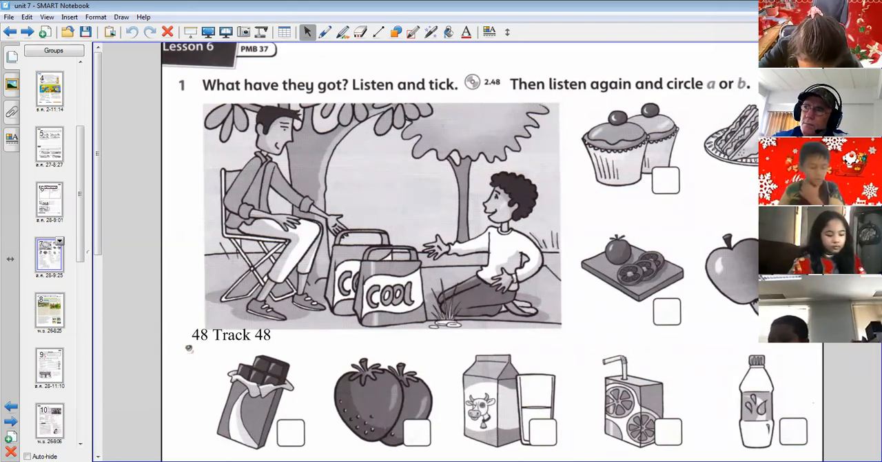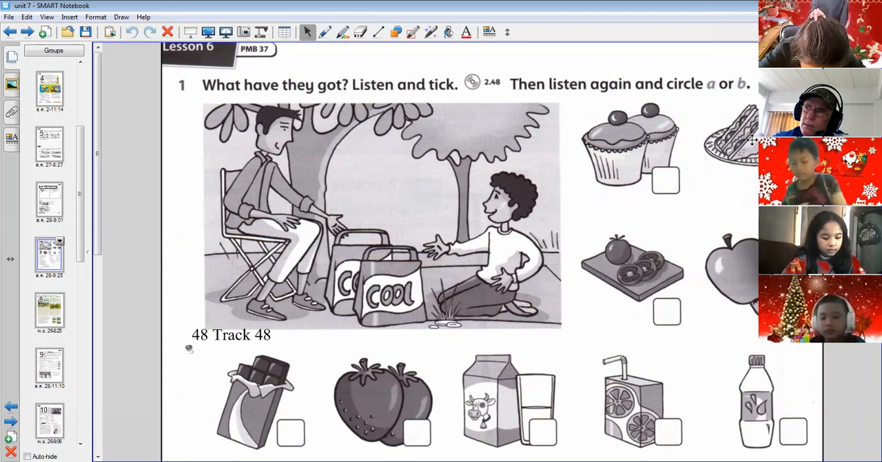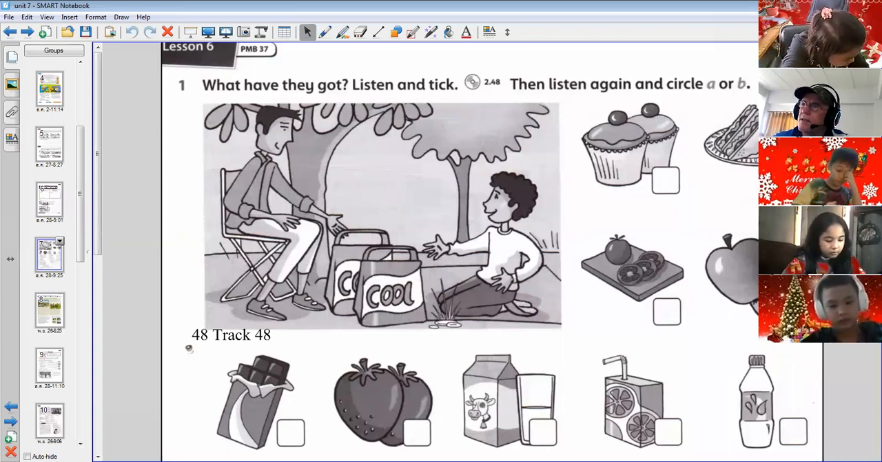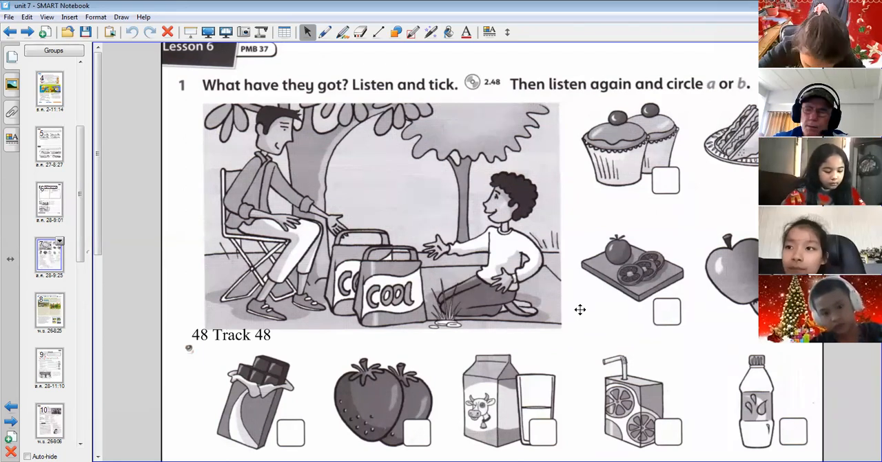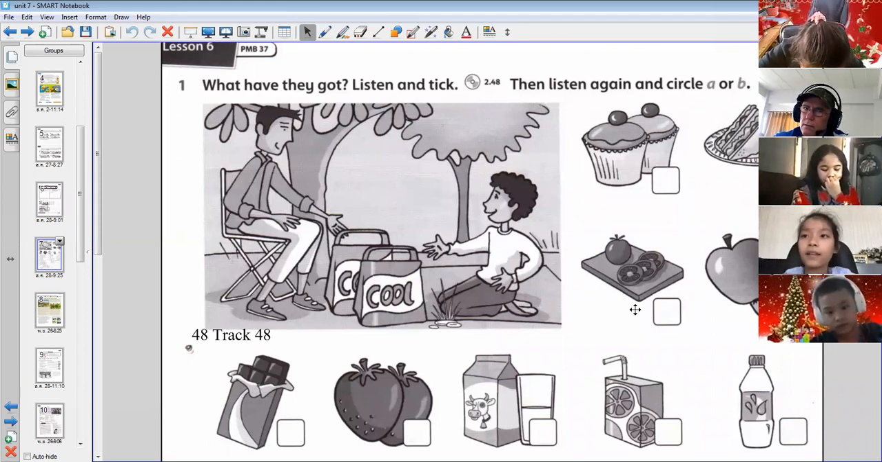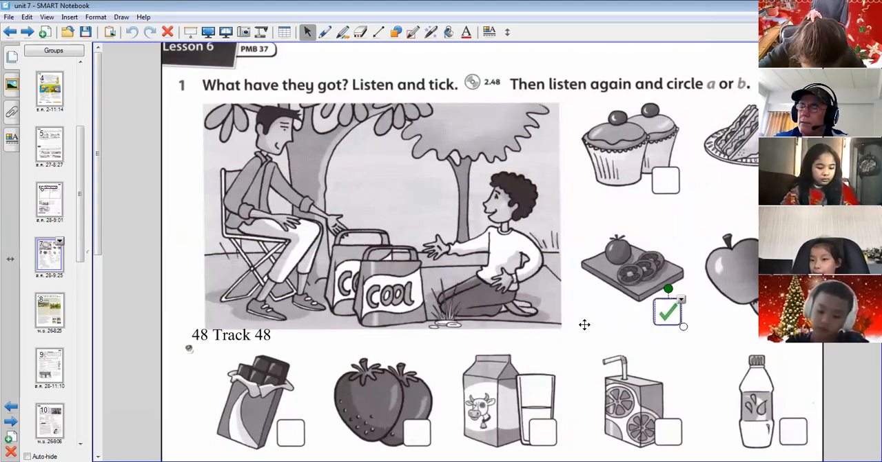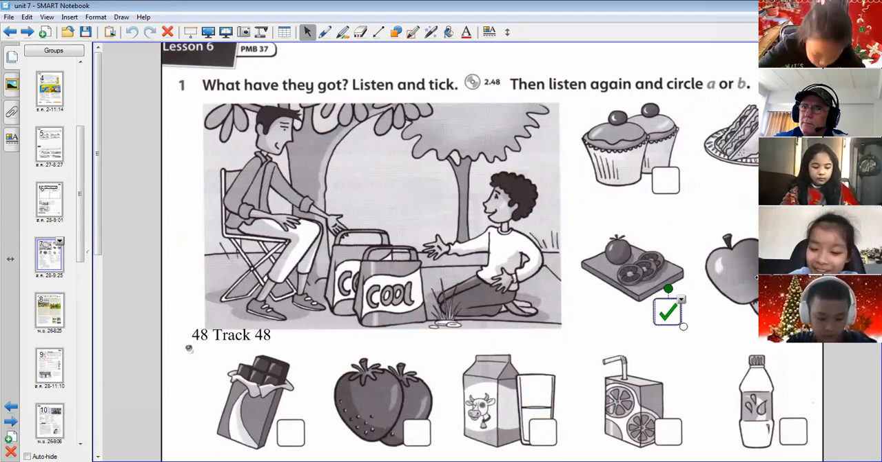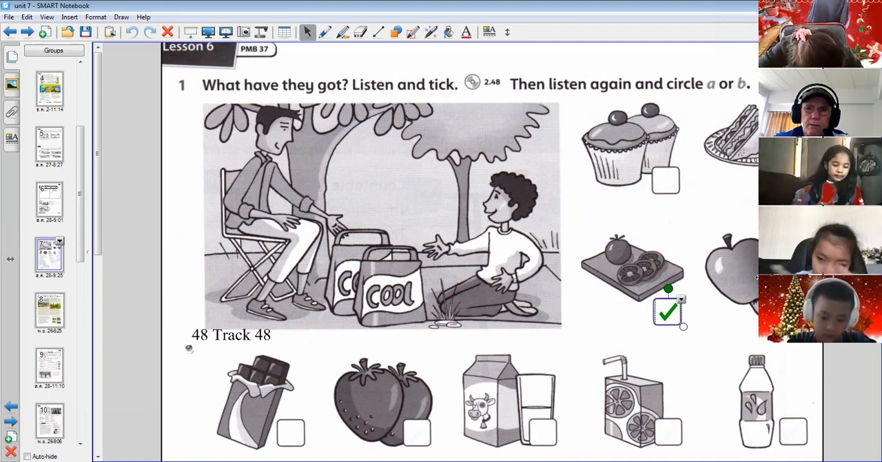Okay, sandwiches. There are some sandwiches. Yeah, there's some. There's or there are? There are some sandwiches because they are countable. Okay. Tomatoes. Tomatoes. There are some tomatoes. Tomatoes, yeah, okay. Apples.